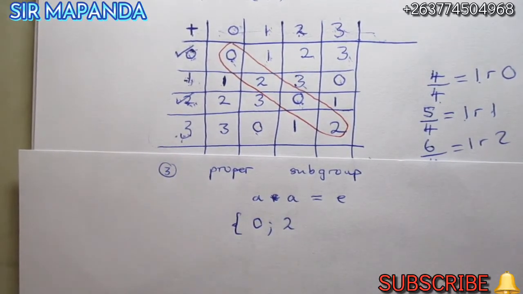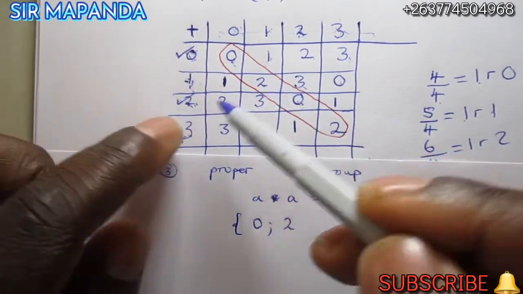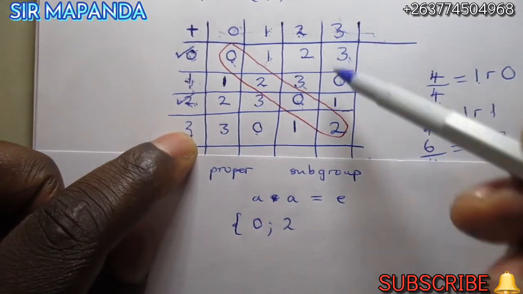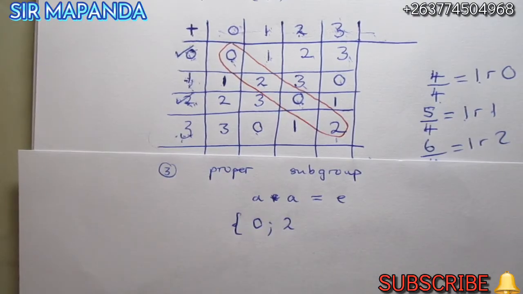But 1 and 1 give you 2, which is not 0. 3 and 3 give you 2, which is not 0. So we have only 2 numbers that combine themselves to give the identity element, and those numbers are 0 and 2. They form what we call the proper subgroup. I hope you are following, class.